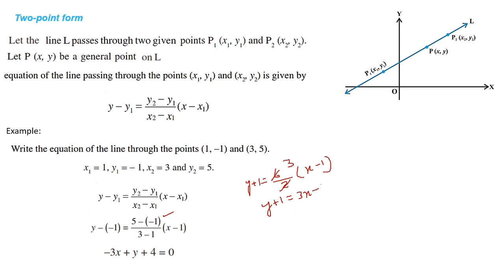3x minus 3. Then take this 3x to the left side, that means minus 3x. And there is 1 plus y, that we can write as plus y plus 1. And this 3 we can take to the left side, that means it will be coming as plus 3 equal to 0. So when you do the calculation, you see there minus 3x, plus y, then 1 plus 3 is 4, equal to 0. Thus this is the simplified form. Remember, 2 points are given to you means the equation is this one, y minus y1 equal to (y2 minus y1) by (x2 minus x1) into (x minus x1).